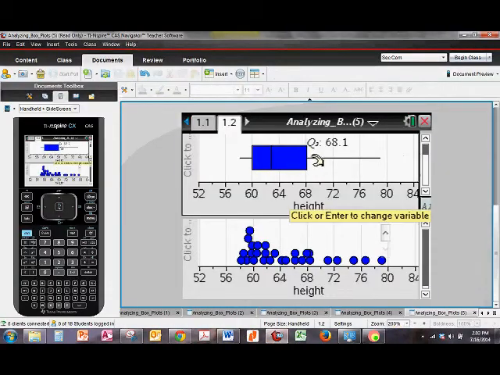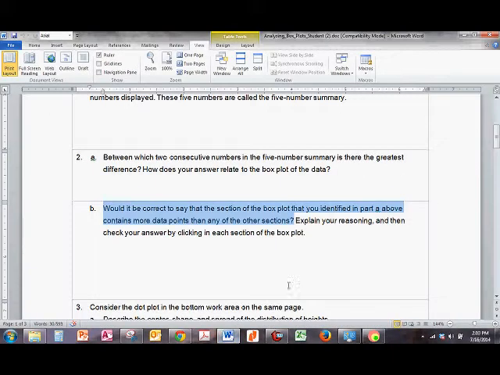So is this stretch from here to here, or if we were to look at it in true data points from here to here, are there the most blue dots? I'm not seeing the most blue dots. I do see some blue dots, but it's certainly not the most blue dots. So let's keep going. Explain your reasoning and then check your answer by clicking in each section of the box plot.